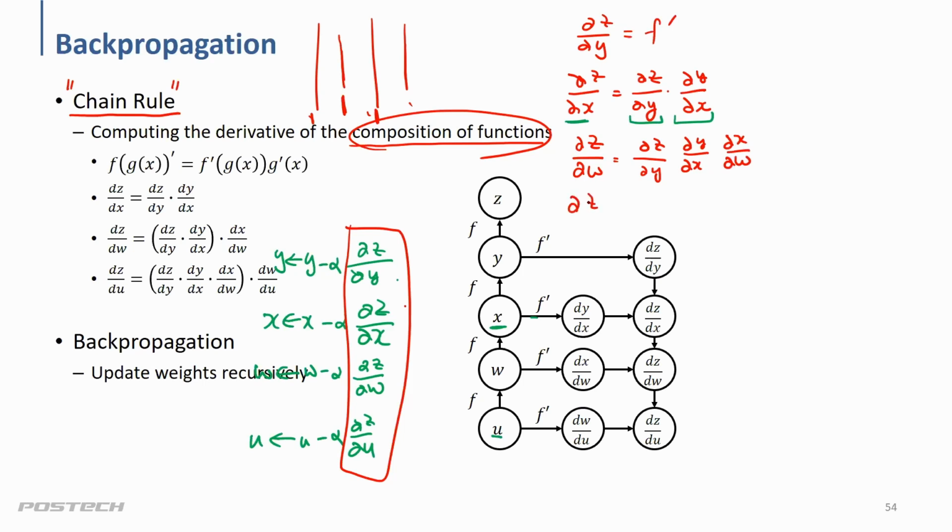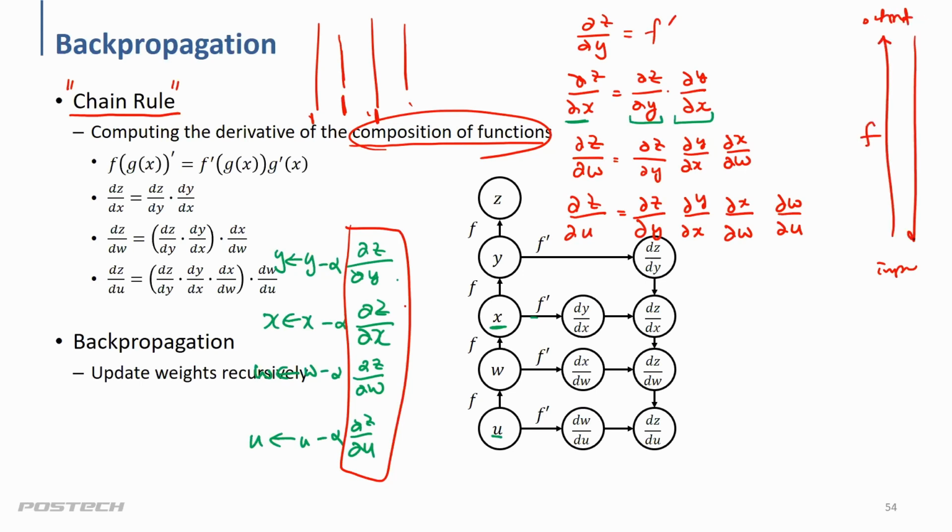And we can repeat it. u, y, sigma x, sigma omega, sigma u. Okay. And here is the input, and this is output. That direction is forward. This one is backward.